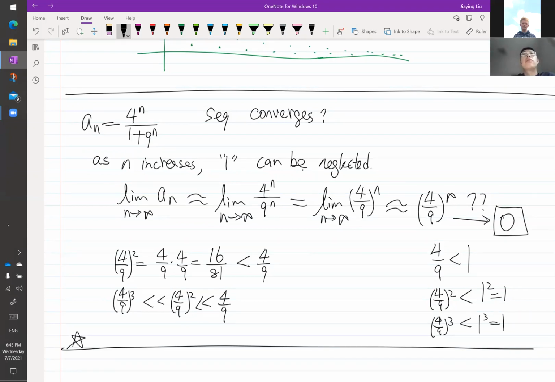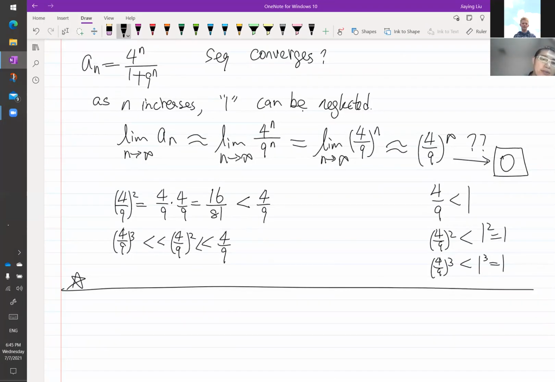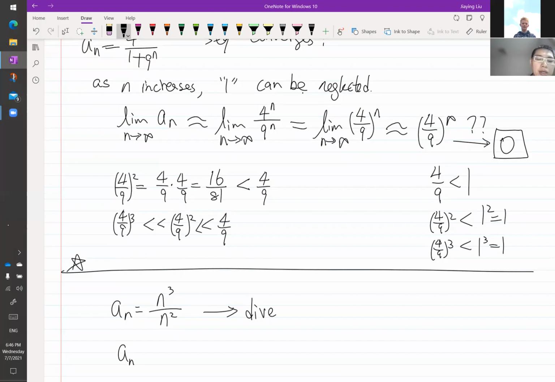Somewhere on the internet, I found out that if the numerator has a higher power than the denominator, if you have a_n equals n cubed over n squared, yes, that's going to be a divergent sequence. But if you have a_n, I'm going to be careful here, a_n equals n cubed over n cubed.